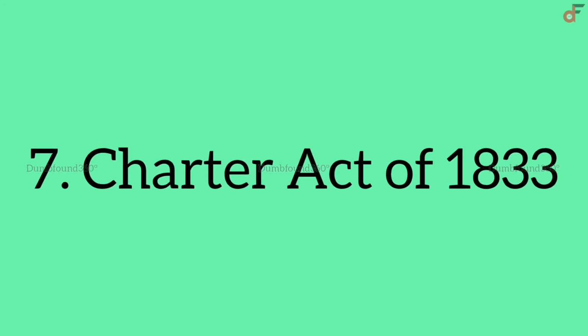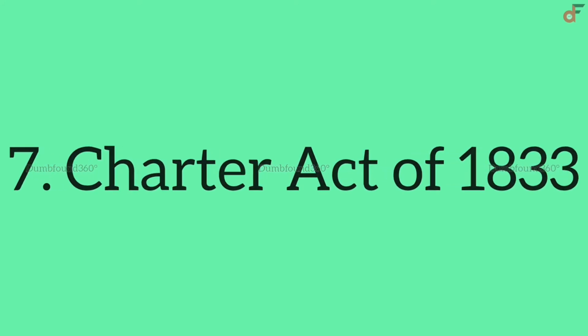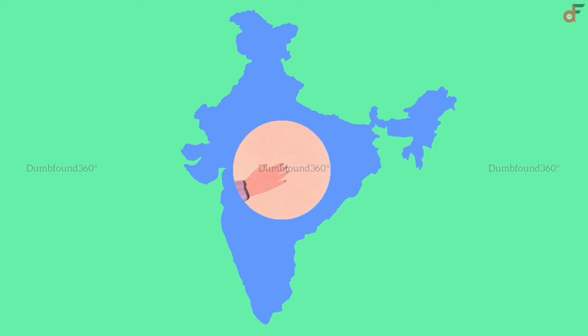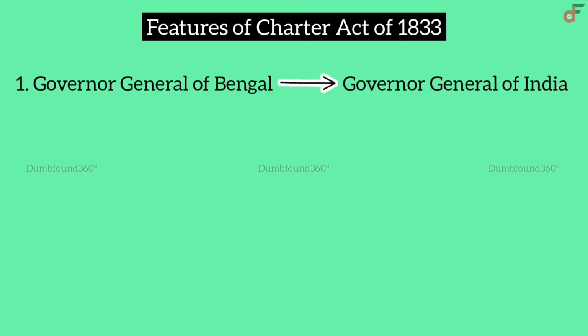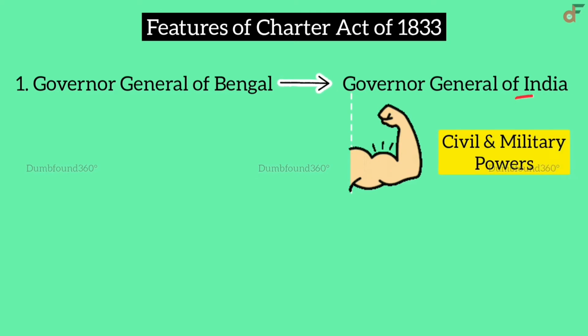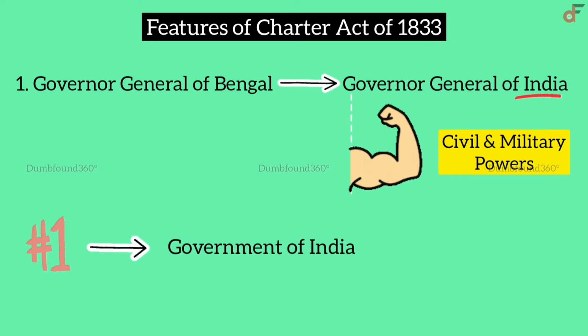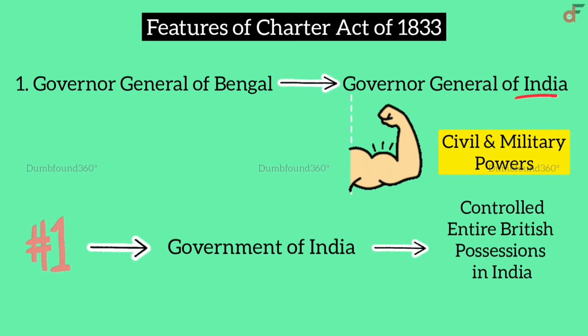Charter Act of 1833. This act was the final step towards centralization in British India. The features of this act were: 1. It made the Governor General of Bengal as the Governor General of India and vested in him all civil and military powers. Thus, the act created for the first time Government of India having authority over the entire territorial area possessed by the British in India.